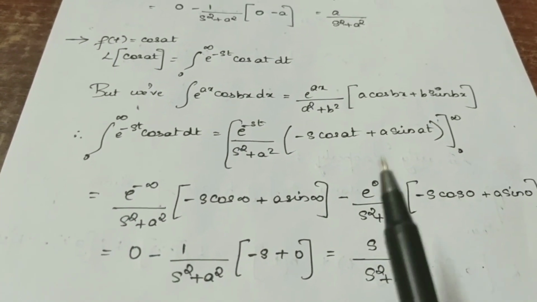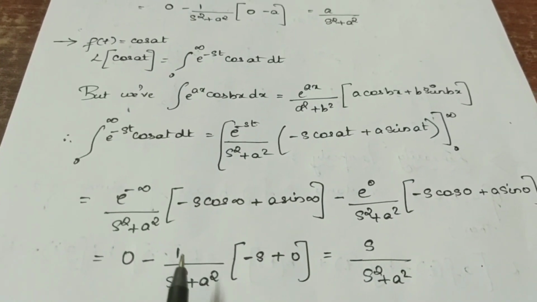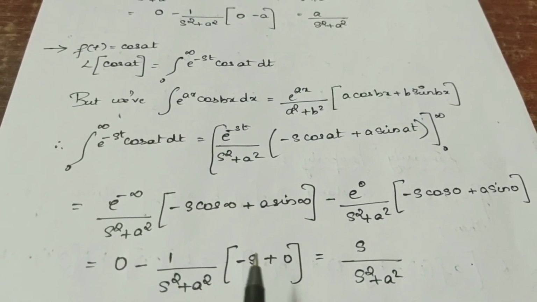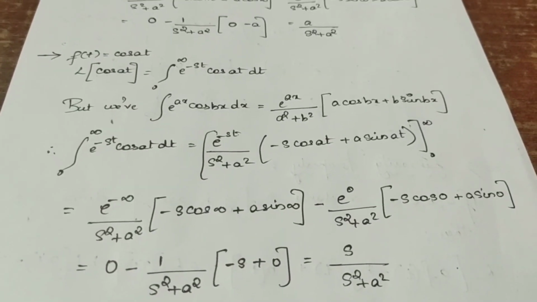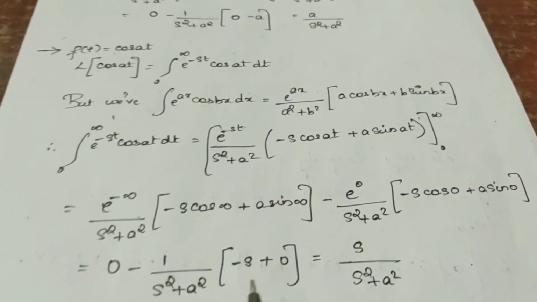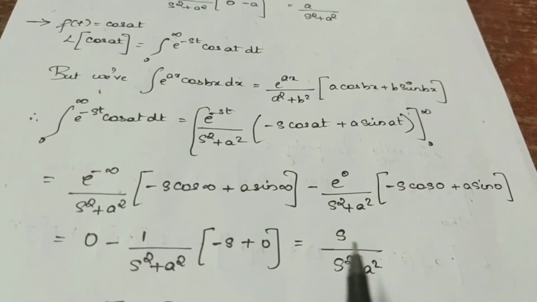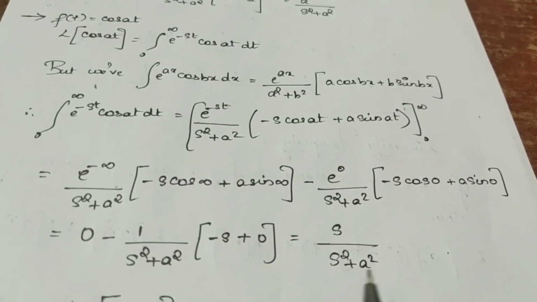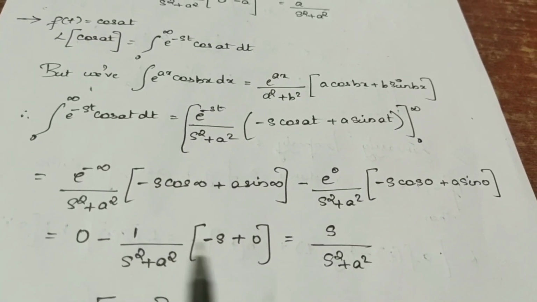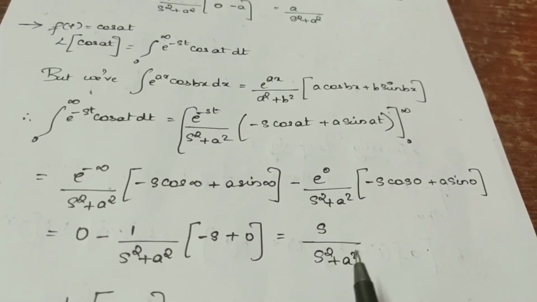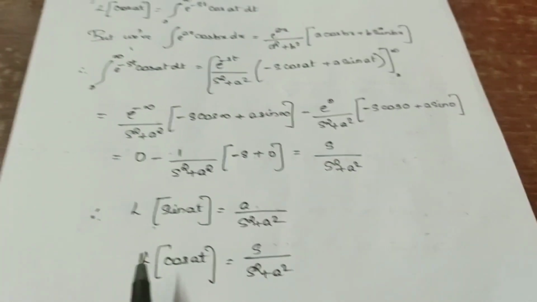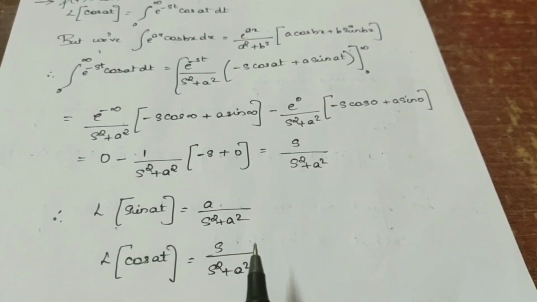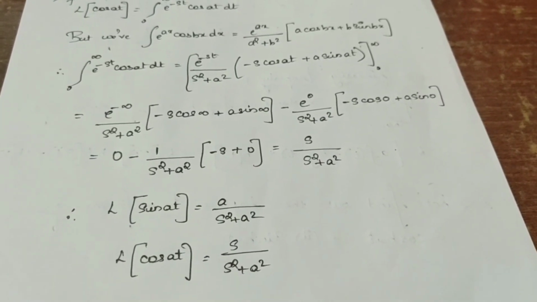And the next term we have e raised to 0, so e raised to 0 is 1. So 1 by s square plus a square into minus s cos 0. Cos 0 is 1, so minus s, plus sine 0 is 0. So this whole term becomes 0 plus 0, which is equal to s by s square plus a square, because minus s into minus 1 is s. So we have Laplace of sine at equal to a by s square plus a square and Laplace of cos at equal to s by s square plus a square.